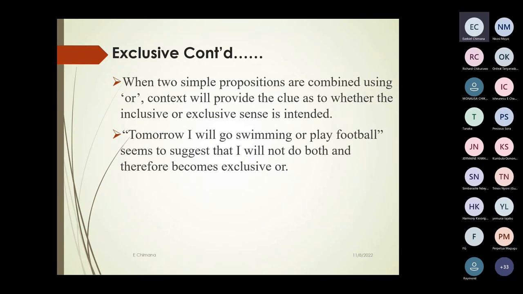So tomorrow I will go swimming or play football. Seems to suggest that I will not do both and therefore becomes exclusive, like you cannot do both. You cannot go swimming at the same time as playing football. So it's either you go for swimming or you play football. So if this event is true, this one will be false. If this one is false, this one will be true, something like that. So it will be the exclusive or part.